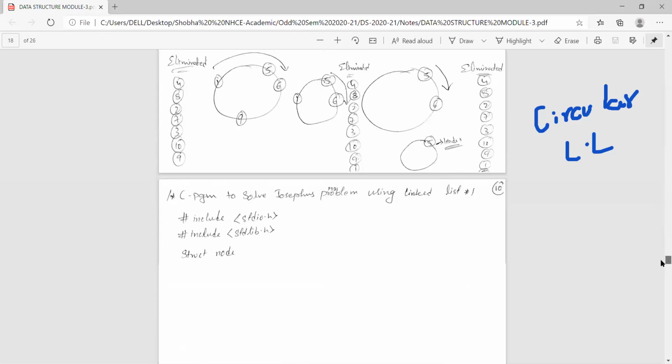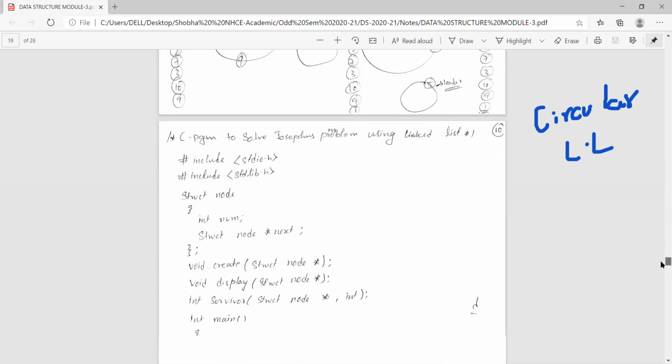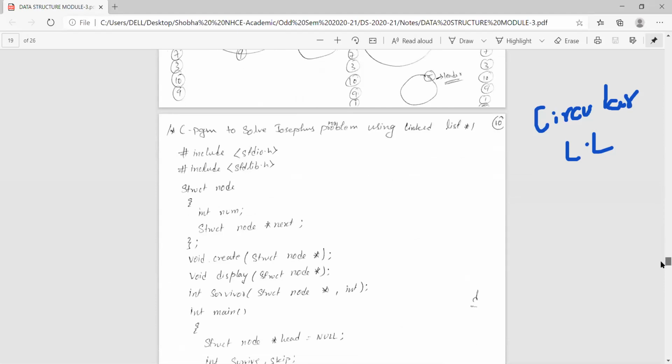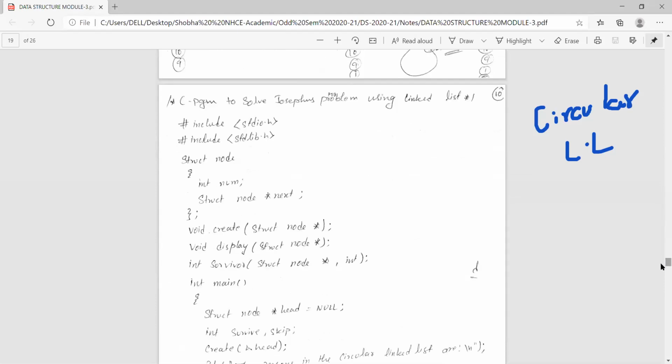So now I will discuss the program for Joseph's problem, because in recent exams they have specifically asked it. What happened in the fast track supplementary? For your seniors, Joseph's problem was asked, and its program was asked for 10 marks. The complete program is to be written. So let us discuss this.